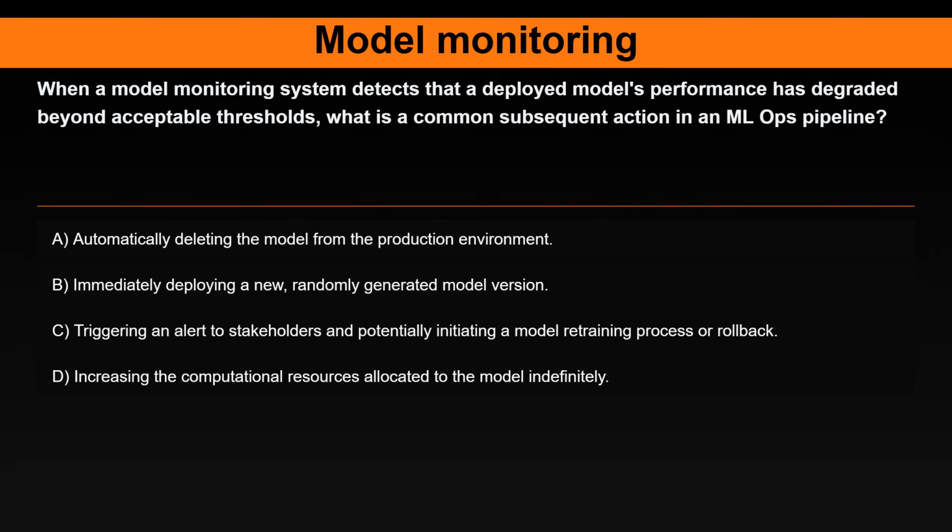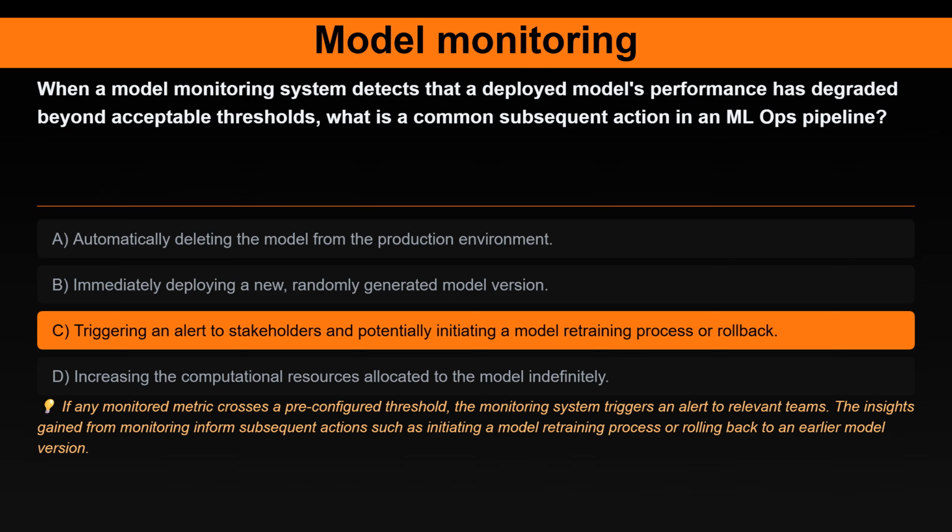Question 15. When a model monitoring system detects that a deployed model's performance has degraded beyond acceptable thresholds, what is a common subsequent action in an MLOps pipeline? Option A. Automatically deleting the model from the production environment. Option B. Immediately deploying a new, randomly generated model version. Option C. Triggering an alert to stakeholders and potentially initiating a model retraining process or rollback. Option D. Increasing the computational resources allocated to the model indefinitely.